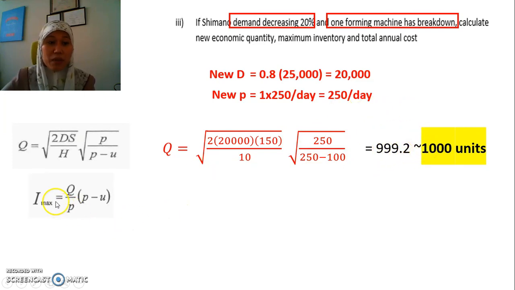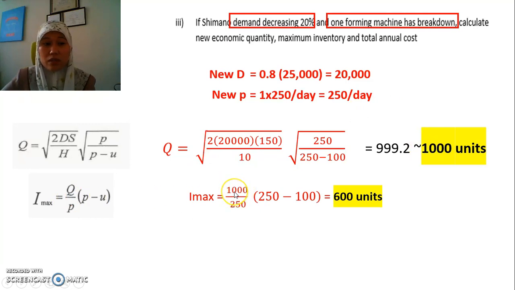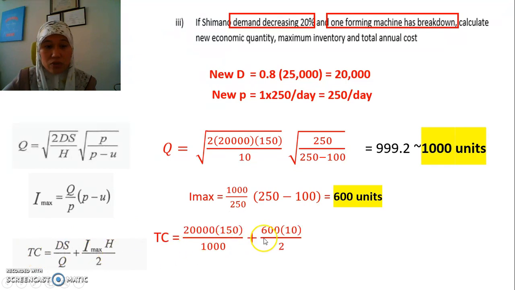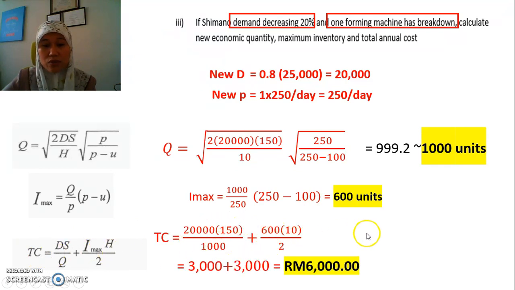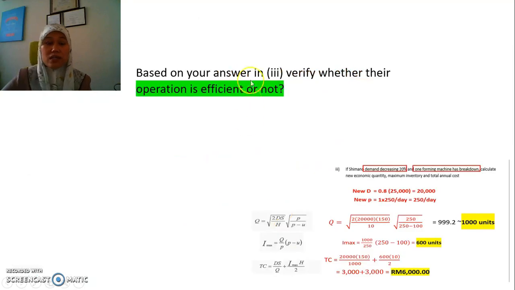And then we need to find the I max, okay? Using Q as 1000, for I max we get 600, and then at the end we need to calculate the total cost. Okay, so applying all the values, we get at the end RM 6000 for the total cost. Okay, the next question asks us, based on the answers in the scenario before, in which they have the decreasing demand and everything, to verify whether the operation is efficient or not.